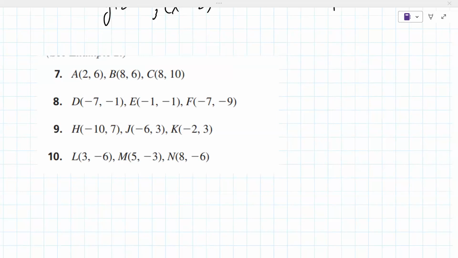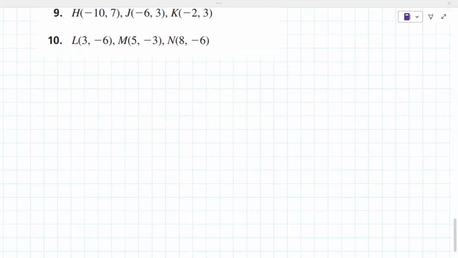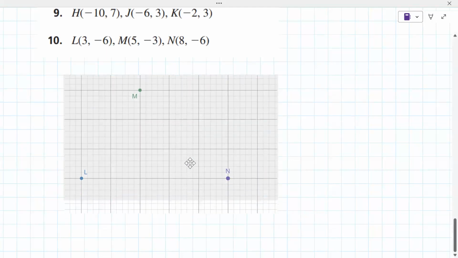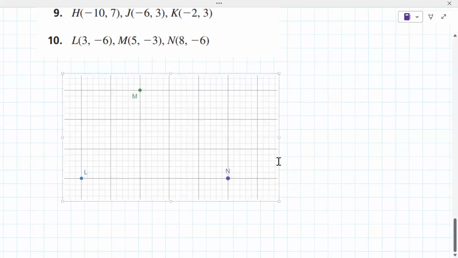This will be okay. All right. So we're gonna look at the last one here. Number 10. I've got it graphed here for us. Okay. There's L, M, and N. Okay. And this is a good example.